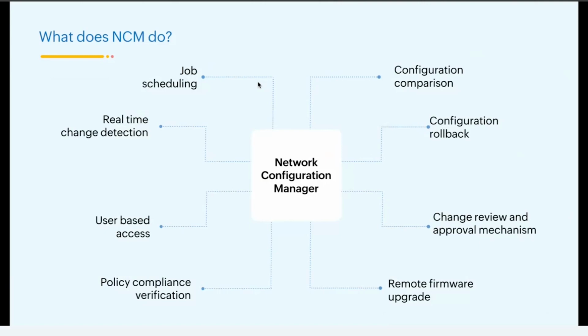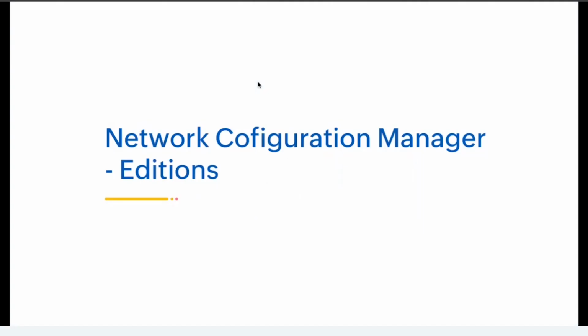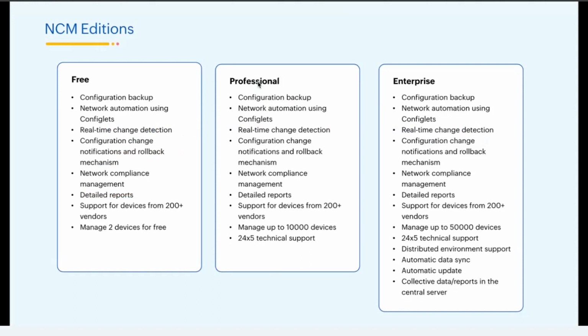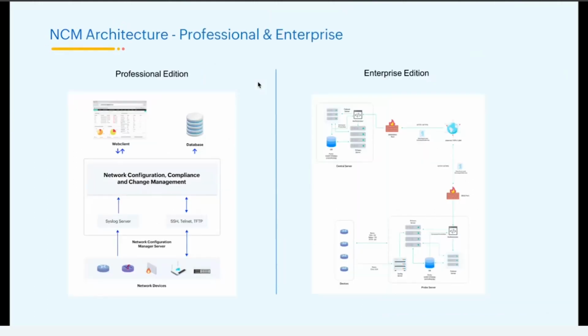So these are some of the important functionalities which you can do with Network Configuration Manager. Now let us look at what editions we provide in Network Configuration Manager. There are 3 editions, which include free, professional, and enterprise. In the free edition you can manage only 2 devices, but in professional and enterprise you can manage more devices. In professional, you can manage up to 10,000 devices, and in enterprise you can manage up to 50,000 devices. Let me tell you the difference in the next slide.